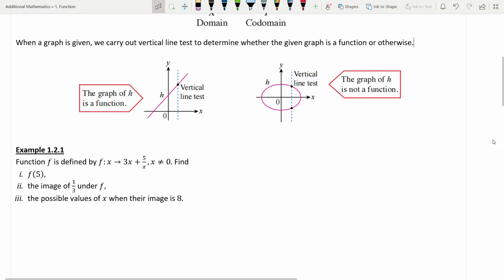When a graph is given, we can carry out the vertical line test to determine whether the given graph is a function or otherwise. We draw a vertical line that cuts through any part of the graph. If the vertical line cuts through only one point of the graph, then it is a function. If the vertical line cuts through the graph at two or more points, then the graph is not considered a function.